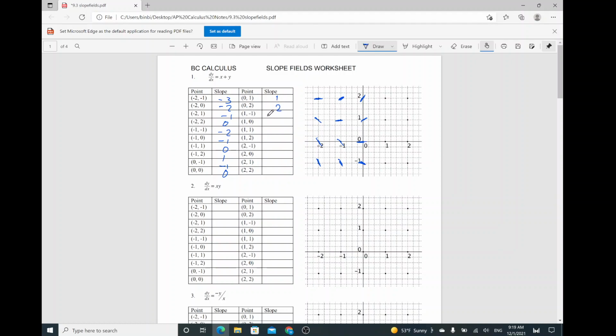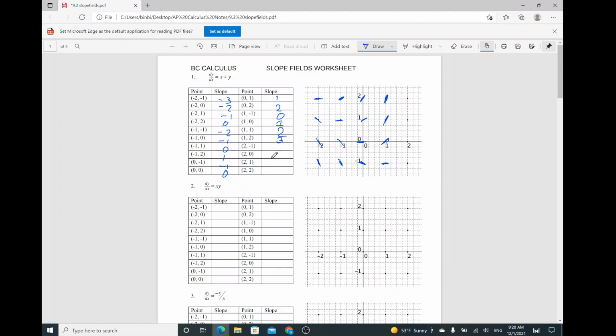(1, -1) is 0, flat. And then (1, 0) is 1. And then (1, 1), so 1 plus 1, 2. So this one, the slope is more tilted, like this. And then (1, 2) is 3.